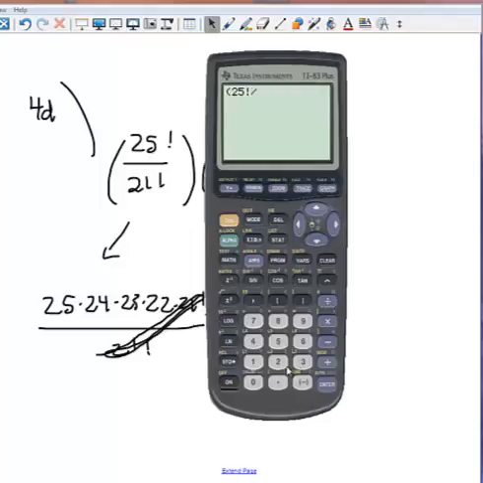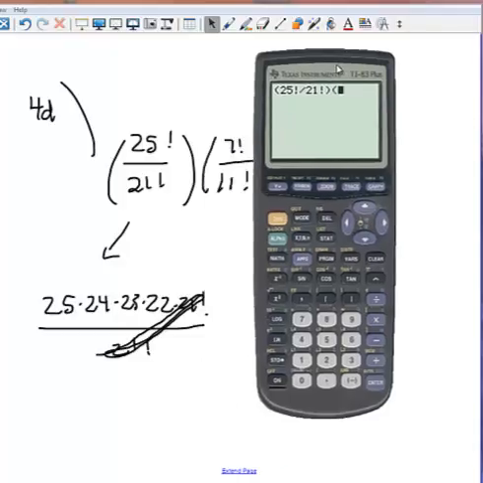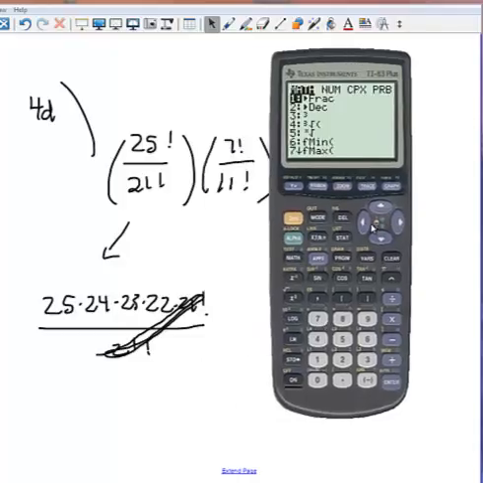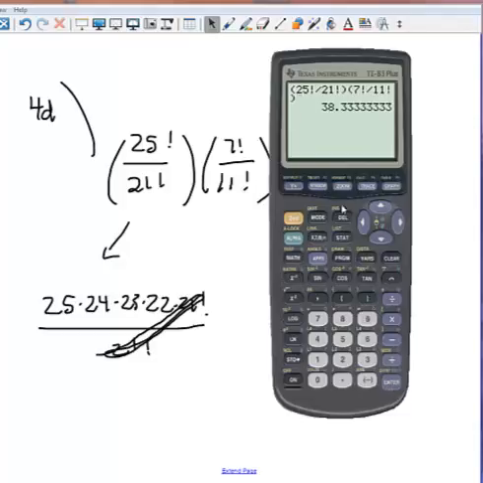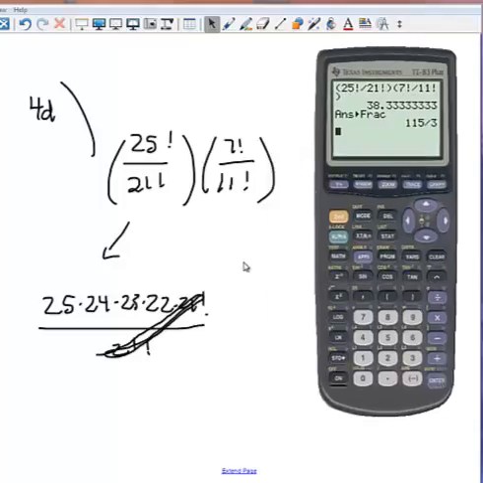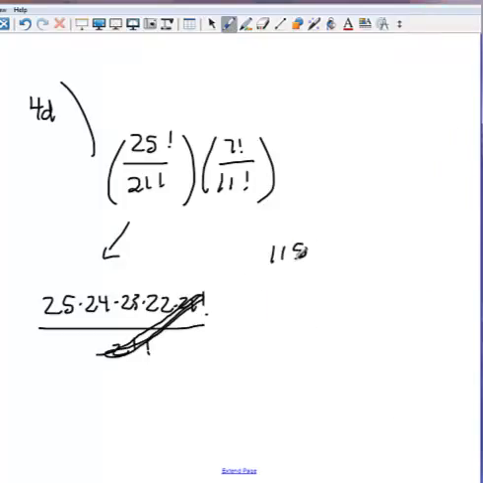25 factorial divided by 21 factorial, close my brackets, multiplied by 7 factorial divided by 11 factorial. Now I'm going to get a decimal answer, and they said an exact value, which means no decimals. So your calculator can convert back to a fraction by hitting your math key again. And the first option is to convert to a fraction. So just math, enter, enter. There's your answer. 115 over 3.